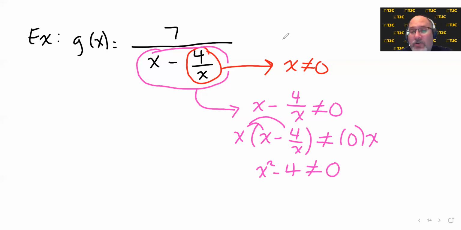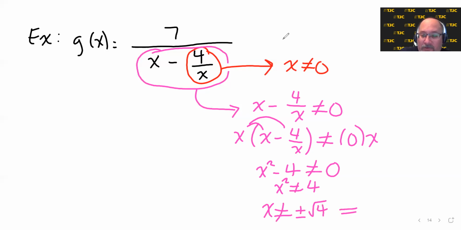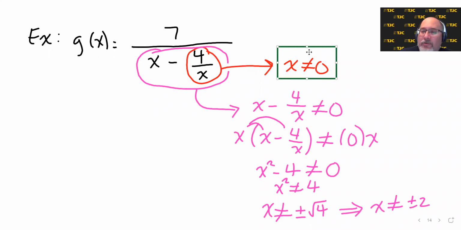Great, a quadratic equation, but this one's easy to solve because it only has a single x term. You could solve it by factoring, or you could just add 4 to both sides and say x squared cannot equal 4, and then take the plus or minus square root of both sides. And this implies that x cannot equal plus or minus 2. So it ends up there are 3 numbers I have to exclude from this domain. 0 because of the little fraction, and both 2 and negative 2 because of the big fraction.